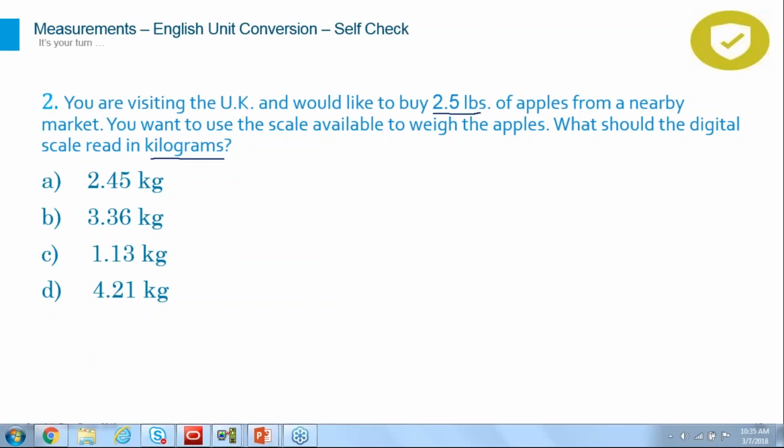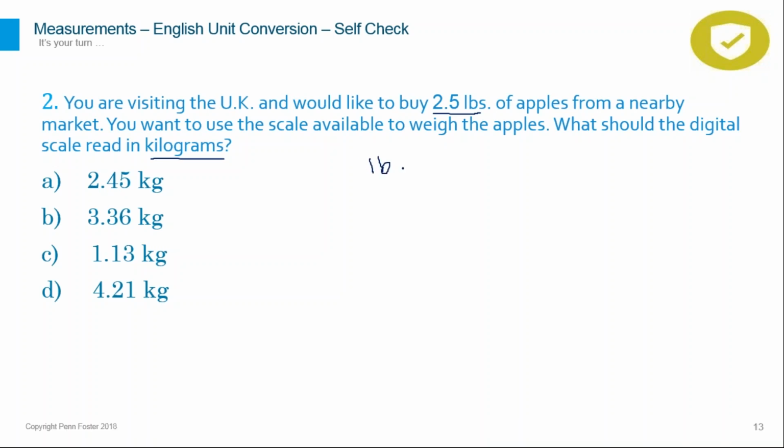And we are converting pounds to kilograms, obviously, and there is a direct relationship between the pounds and the kilograms from our conversion table. 1 pound is equal to 0.4536 kilograms. Then it's going to be as simple as one proportion.